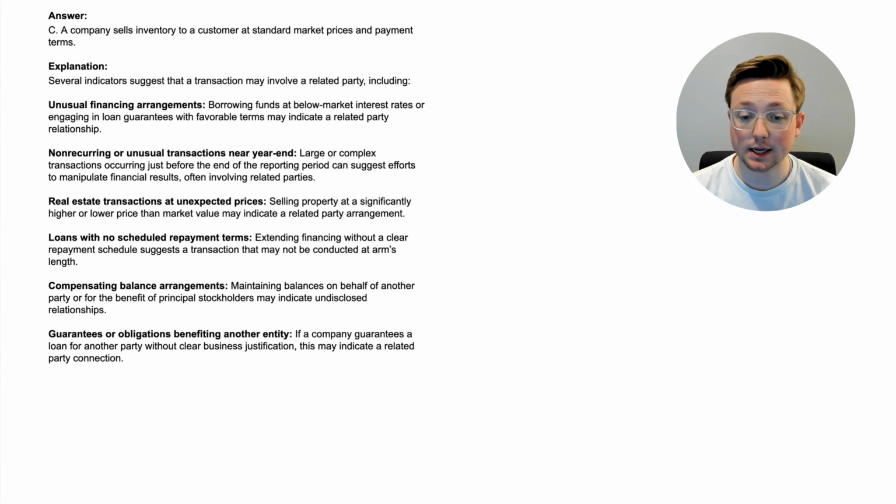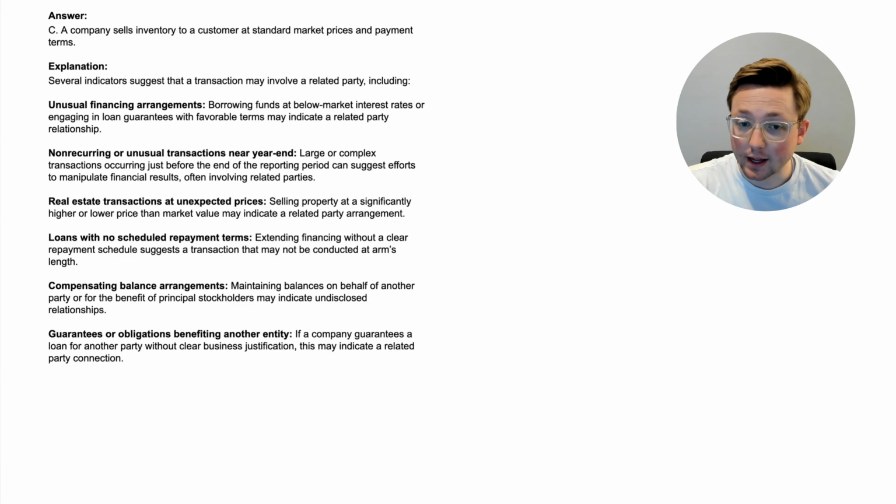Now let's talk about compensating balance arrangements. Maintaining balances on behalf of another party or for the benefit of principal stockholders may indicate undisclosed relationships. And then finally, guarantees or obligations benefiting another entity. If a company guarantees a loan for another party without clear business justification, this may indicate a related party connection. All right, so those were some of the most common things that you might see in questions that would indicate a related party relationship or transaction.